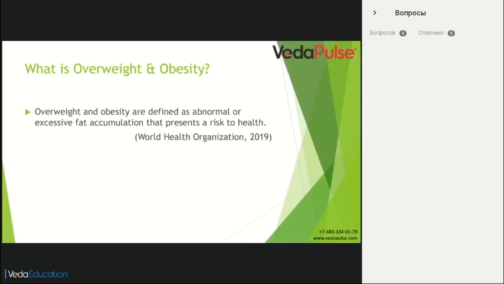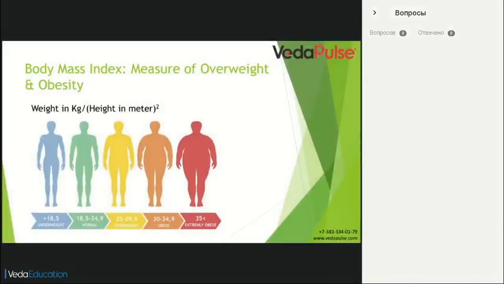So, when do you call someone as overweight or obese? For that, we have the assessment tool called the body mass index.